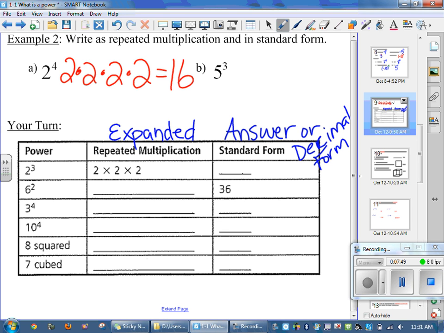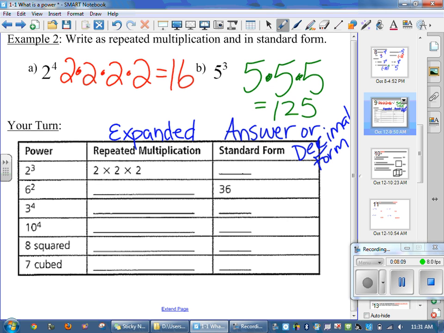The second one, letter B. How big is letter B going to work out to be? 5 times 5 times 5, and the answer is 125. Good. 5 times 5 times 5 is 125. Perfect. All right. I'm going to give you a couple minutes. You guys fill the table out, please.